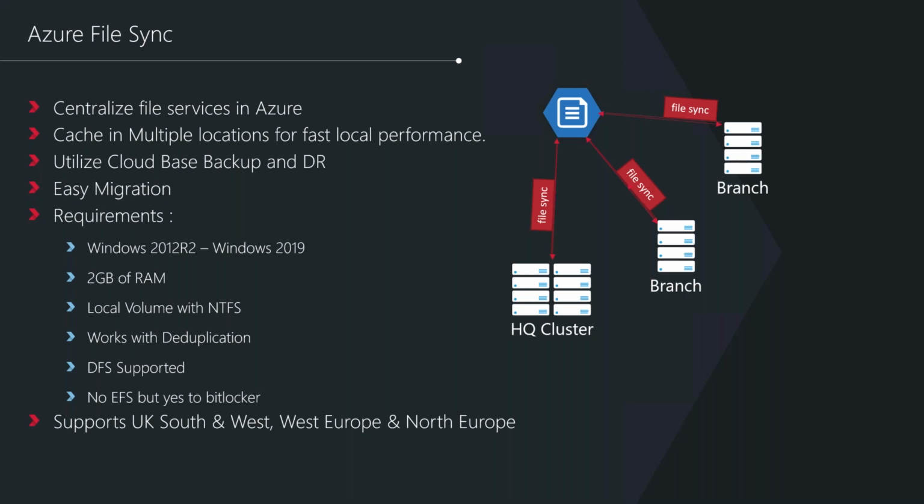Well, let's see, what are the other requirements? 2 gig of RAM, so your file server's got to have at least 2 gig of RAM, it's got to have NTFS. It does now work with deduplication, and if you're using the traditional NTFS compression, you can use that, though we tend to find more customers are using Windows dedupe now.